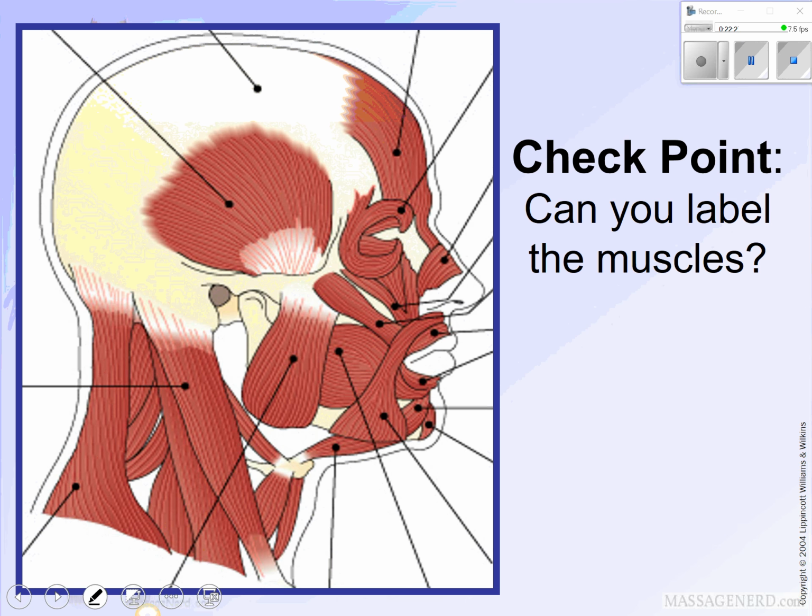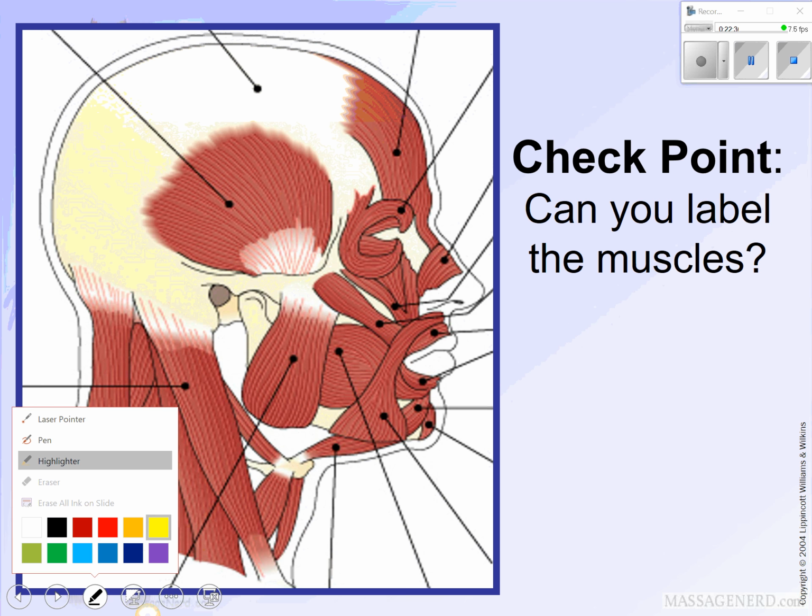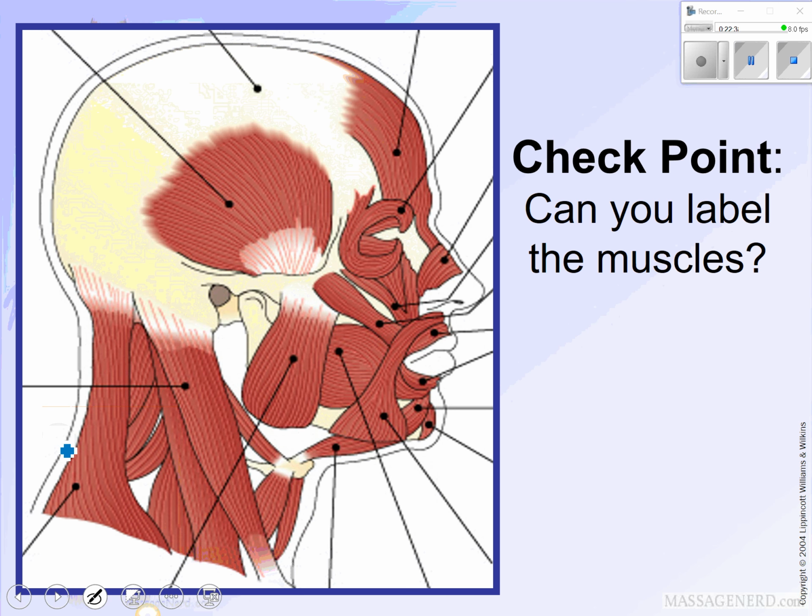Okay, so what I usually do with the students in class is I have them try to label this picture. So if you want to pause this, you could do that and try to label it. But pause it, and I'm just going to go over the answers. What I'm going to do is put the first letter of the name of the muscle on it. So this one right here, of course, would be T for temporalis.